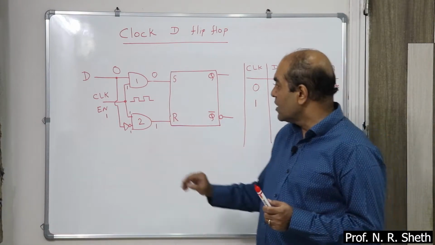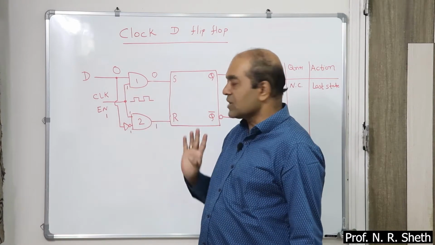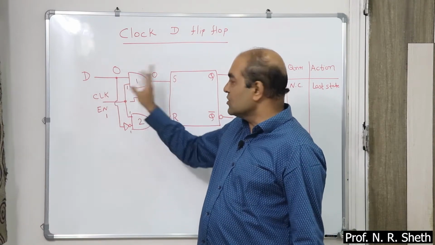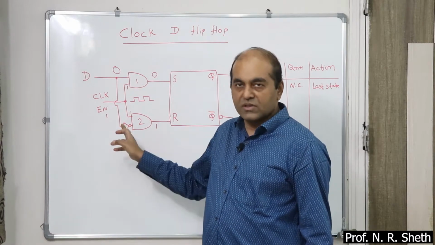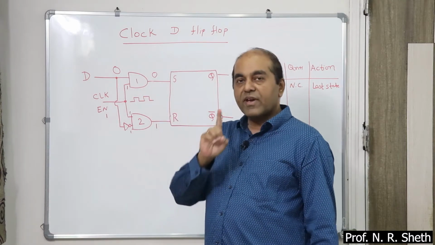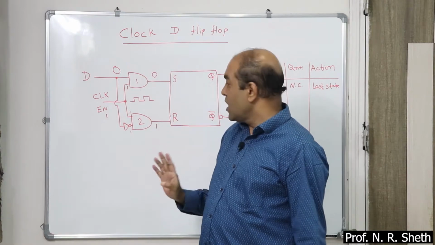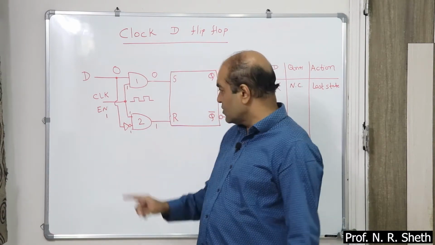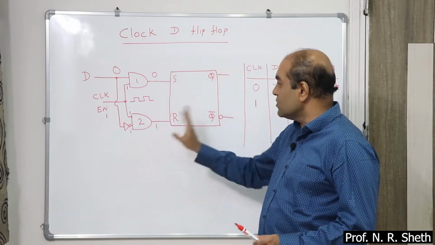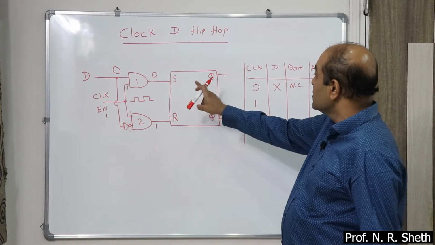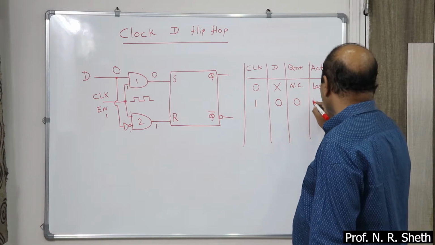Again, the clock is available, clock pulse is 1. So these two inputs are high. D is 0. So this part is 1 because this is a NOT gate. So the output of AND gate 1 is 0 because the inputs are 0, 1. And the output of AND gate number 2, both the inputs are high, so it is 1. So we can say that S is 0, R is 1, Q is 0. And we can say that the flip-flop is reset.